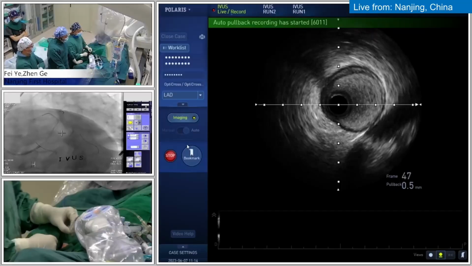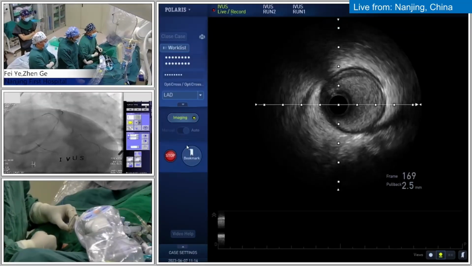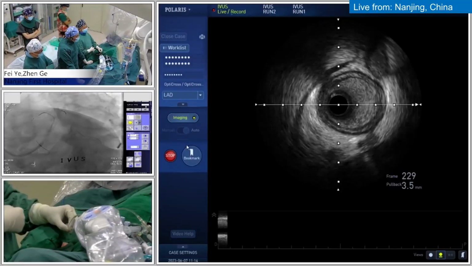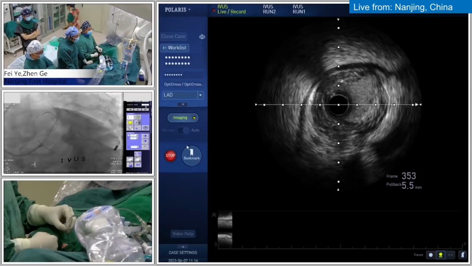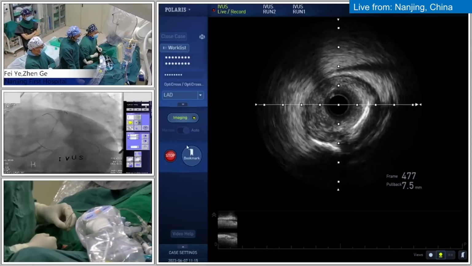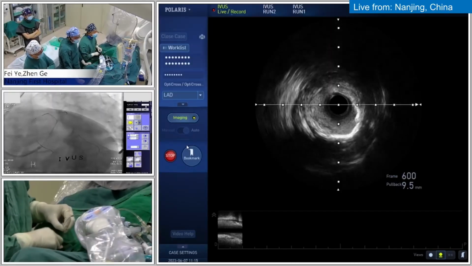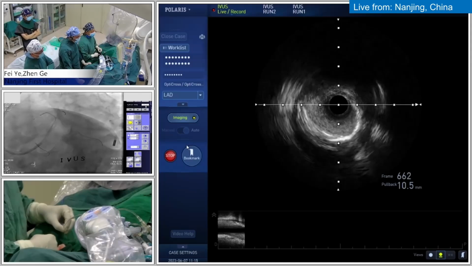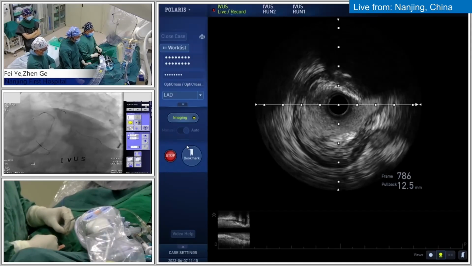Yes, we can see the LED has a diffuse lesion from the mid LED to the fracture part. The distal LED vessel is normal. The vessel diameter is about 3.0. Then we pull back and can see the muscle bridge. In the muscle bridge, we can see an eccentric plaque, and the plaque is calcium. The calcified plaque angle is about 180 degrees.